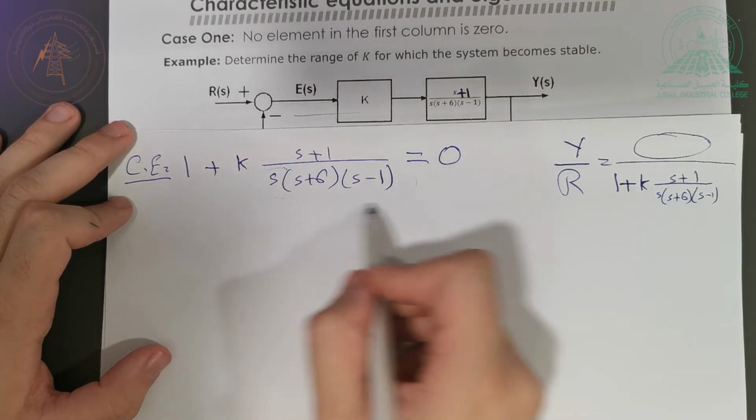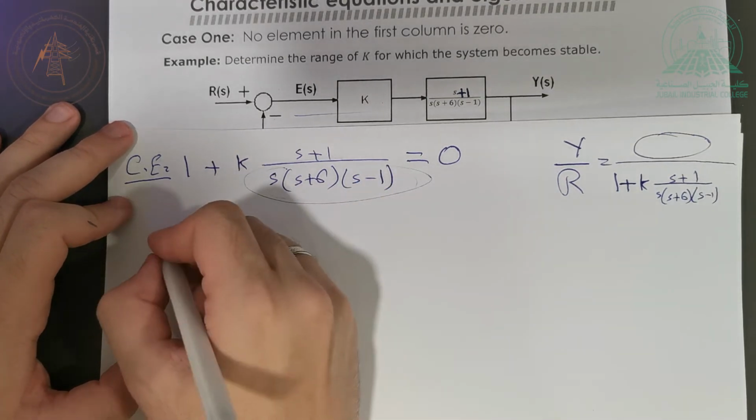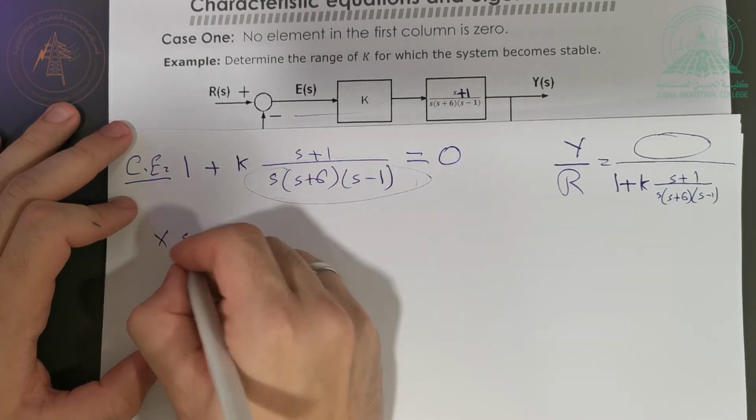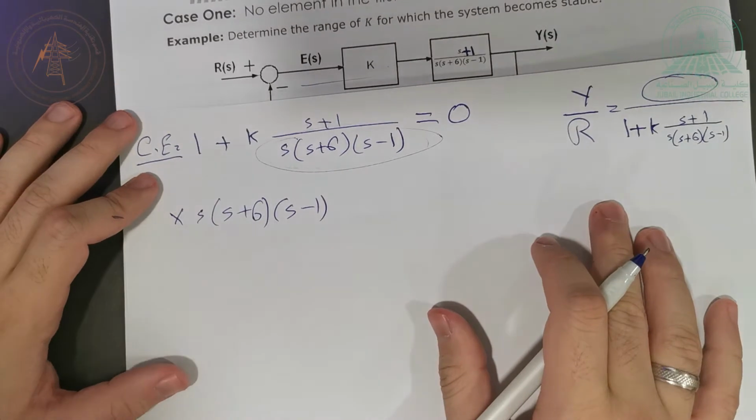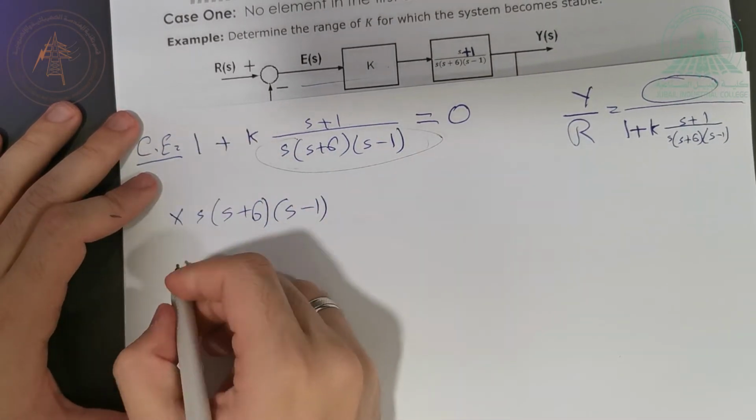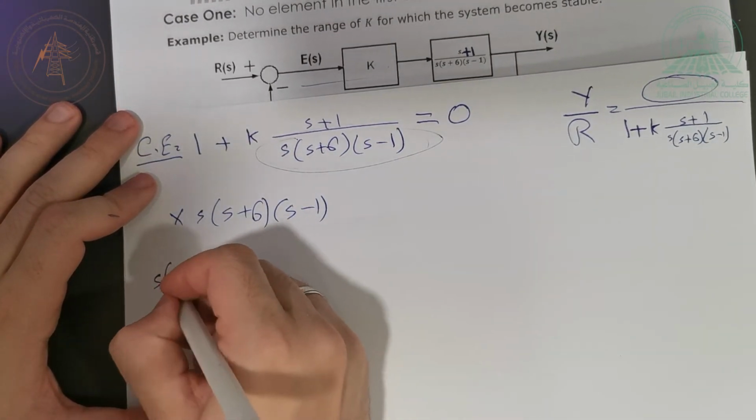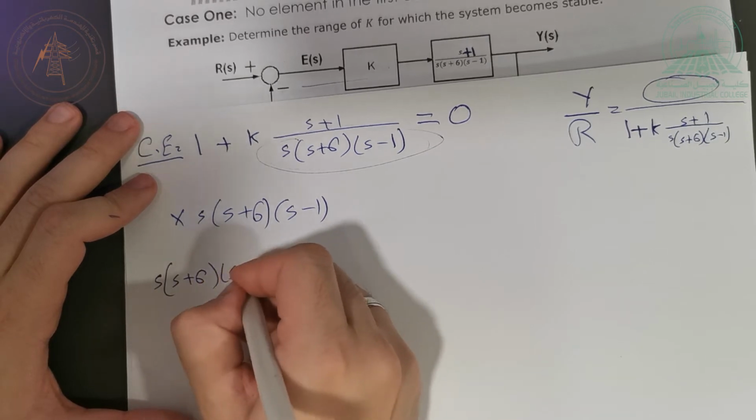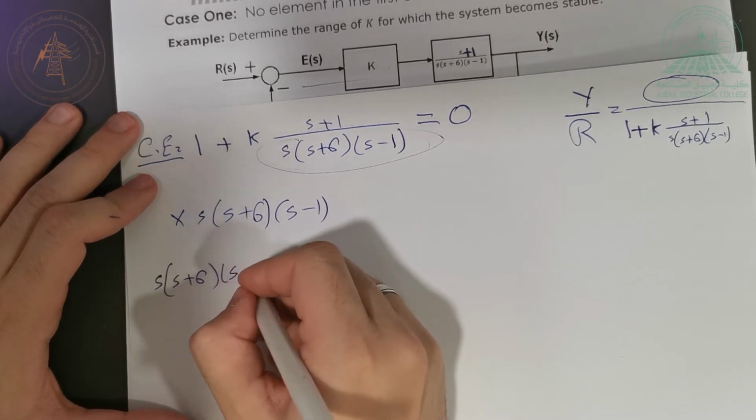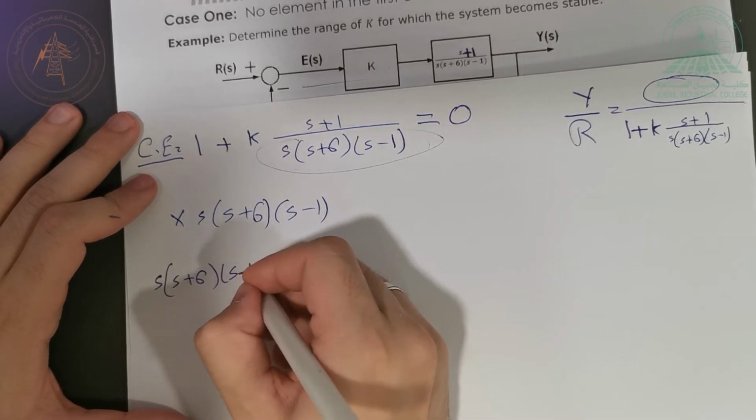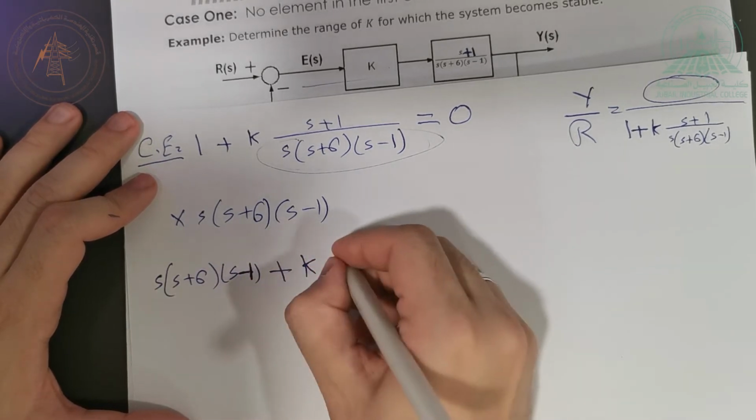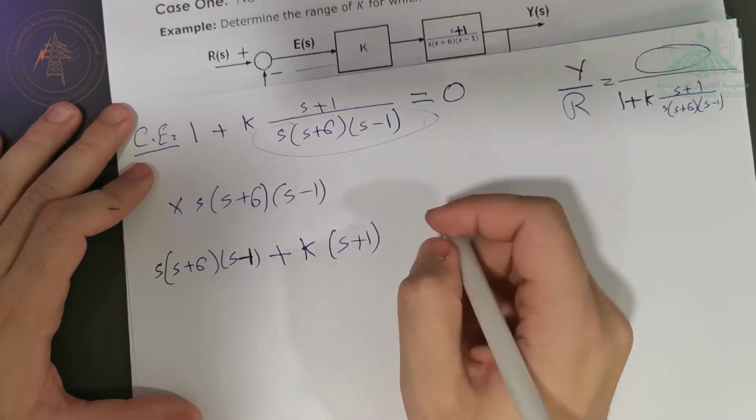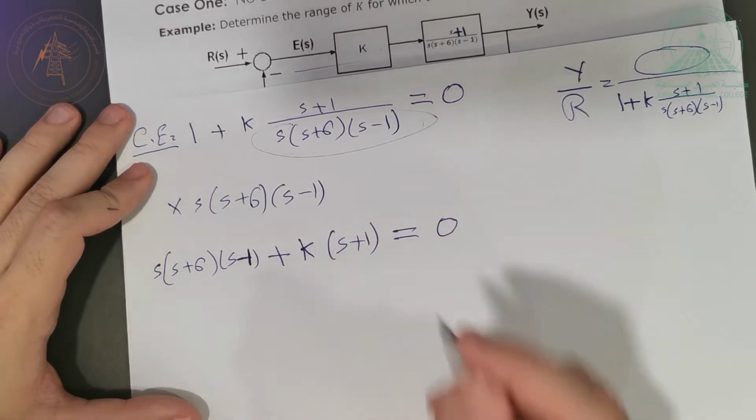So I multiply everything by this. If I do that, what happens? If I multiply by 1, I get here (s plus 6)(s minus 1), plus k(s plus 1) equals 0.